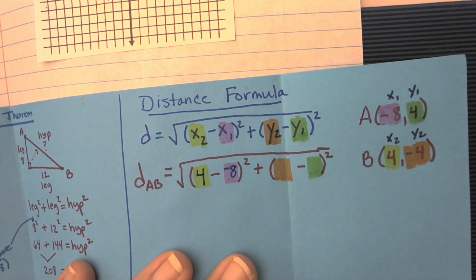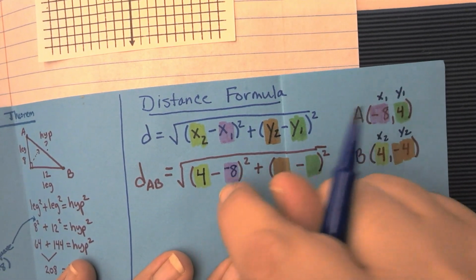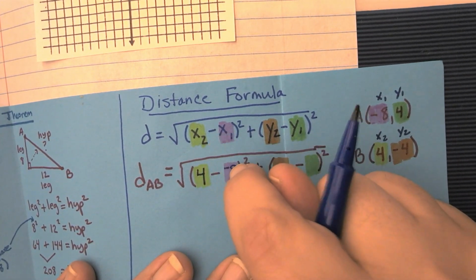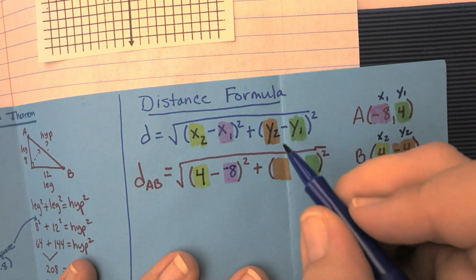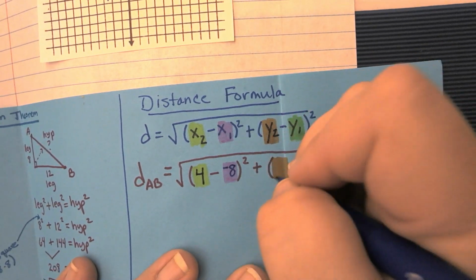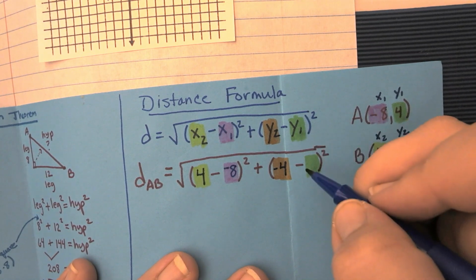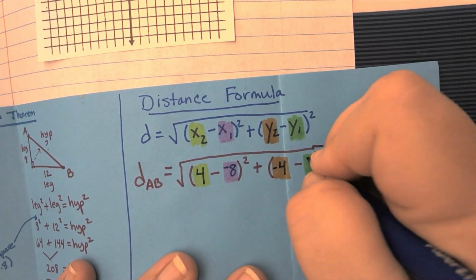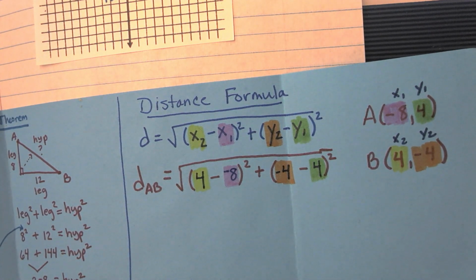-8. So I see this is 4 subtract -8. Subtract comes from the formula, the negative comes from the x1. Then I got a plus sign, then a parenthesis, then my y2. My y2 is -4, so I'm going to fill that in. And then I've got subtract, and then my y1, which is +4, so fill that in. So the first thing we did is substitute everything in.